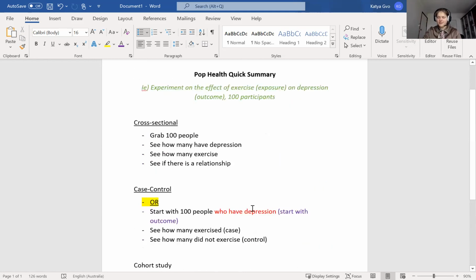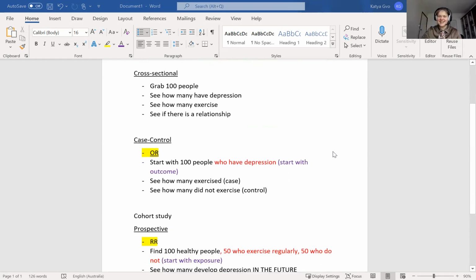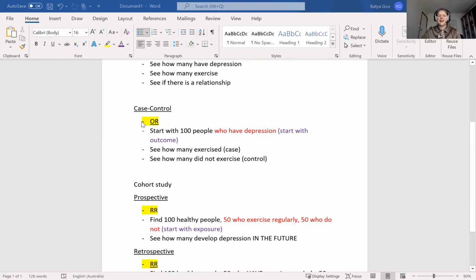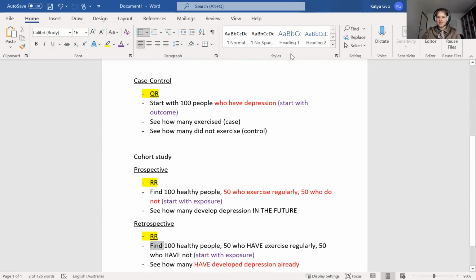I can upload this on the slides as well. Sometimes it's a lot easier when you have an actual experiment and you can see how it works. And just a reminder, case control is odds ratio, prospective and retrospective is relative risk, but we'll go through that in a future PSP.